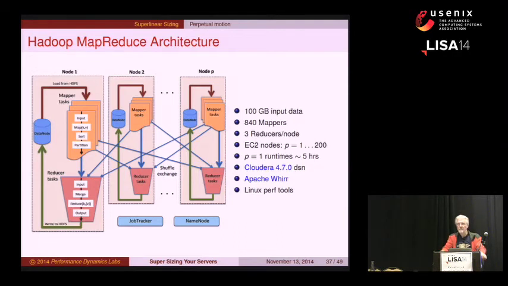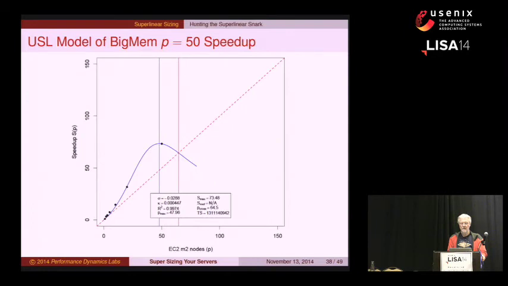In our case, we had some interesting numbers here, just factoids: 840 mappers total, and 3 reducers per node. On a single node, the runtime, even for 100 gigabytes, is about 5 hours, just to give you an idea. We used the Cloudera distribution of Apache Hadoop, and some of the performance statistics came from Linux performance tools. So here's the data.